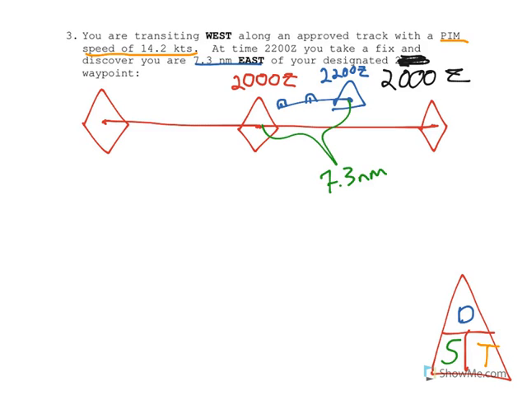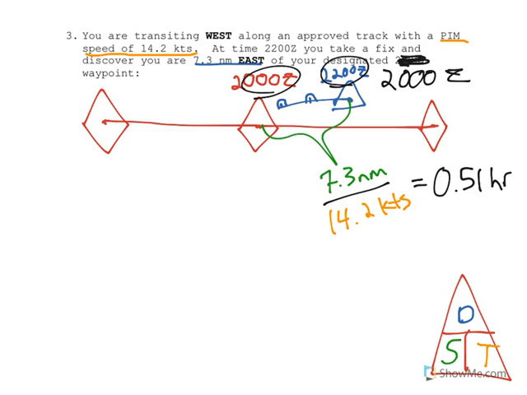Take a look at our time, speed, distance triangle. We have speed and we have distance, so we'll take our distance divided by speed to get our time. We'll punch that in our calculator, 7.3 nautical miles divided by 14.2, and we get 0.51 hours, the same number we got in our last example. However, the difference here is that since our fixed time and our waypoint time are two different numbers, this is telling us that it'll take us 0.51 hours to get from here to our waypoint.